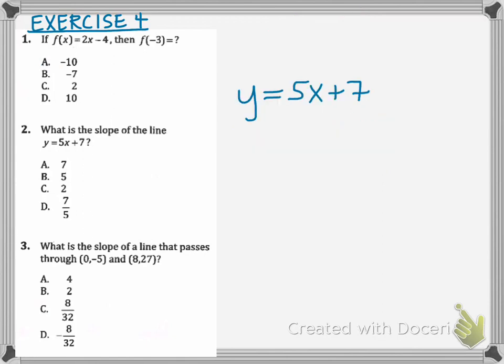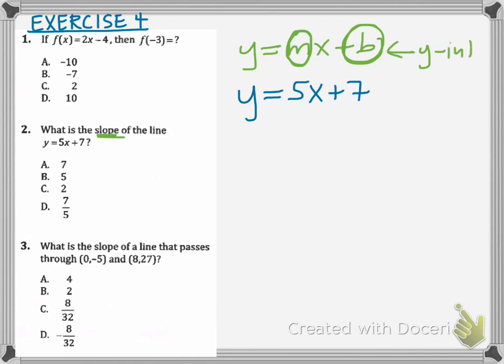A line, remember, has a basic form of its equation. That's y equals mx plus b. Remember that slope is our m. M is the slope, rise over run. B, on the other hand, this constant at the end, that's your y-intercept. That is where x equals 0. That's where your graph crosses the y-axis. Okay? But in this case, it says, what's our slope? Slope is m. So m is 5. So our answer is B for number 2.